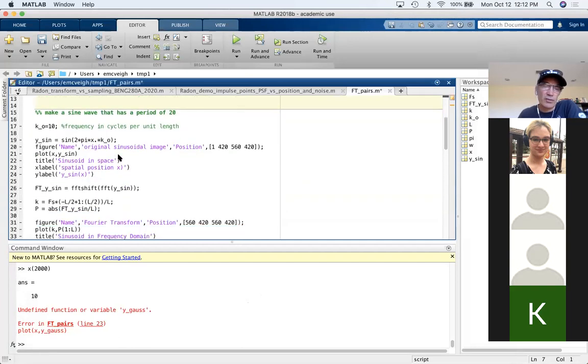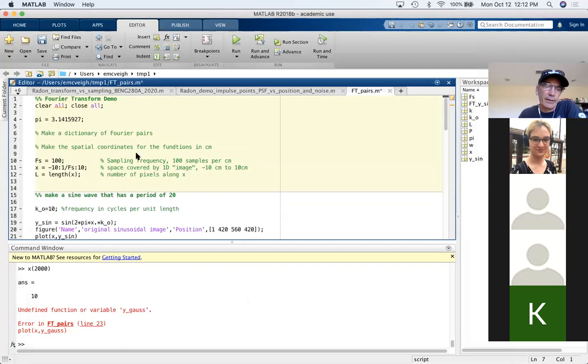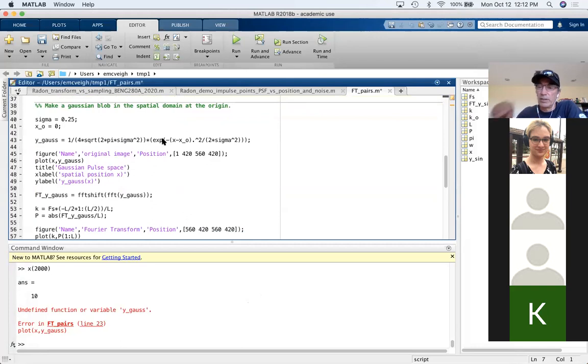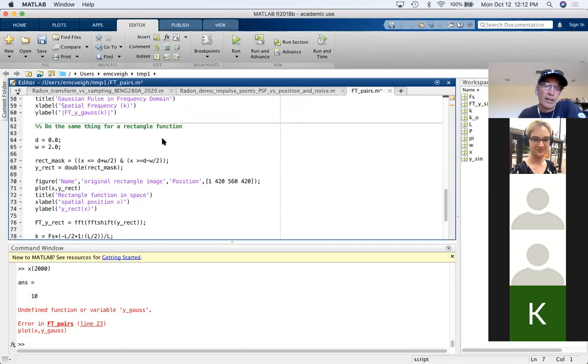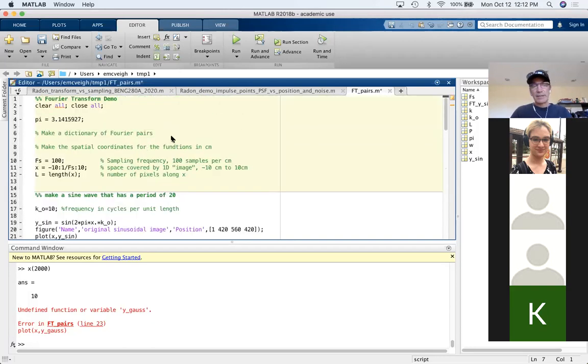So I've made a trivial example right here where I have three functions. The first one is a sine wave, the second function is a Gaussian blob in one dimension, and the third one is the rectangle function. What we can look at is what the output of the Fourier transform would be as we change the characteristics of the function. Basically, this is based on the Fourier transform demo in MATLAB. You should probably look at that too. They have examples of things you can do there.